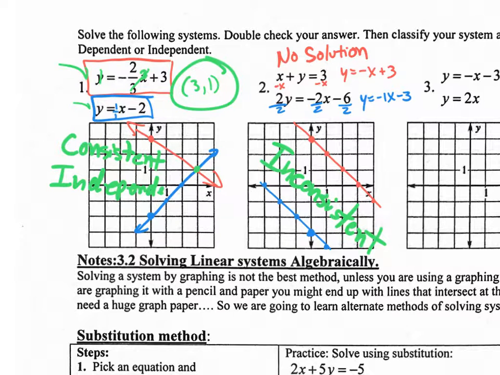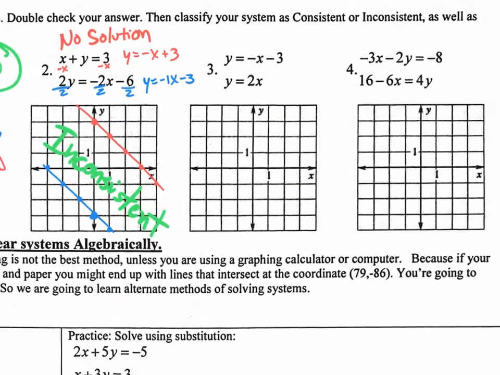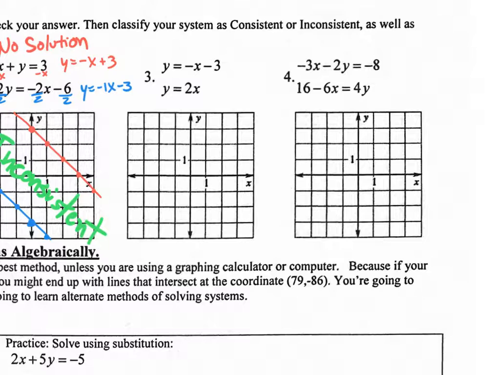Okay, but again, I want you to know the difference. When I tell you to solve, you're going to say no solution. That's the actual answer. But if I say give it a name, if I say classify it, that's when you say inconsistent. How about, I think you guys could handle number 3.